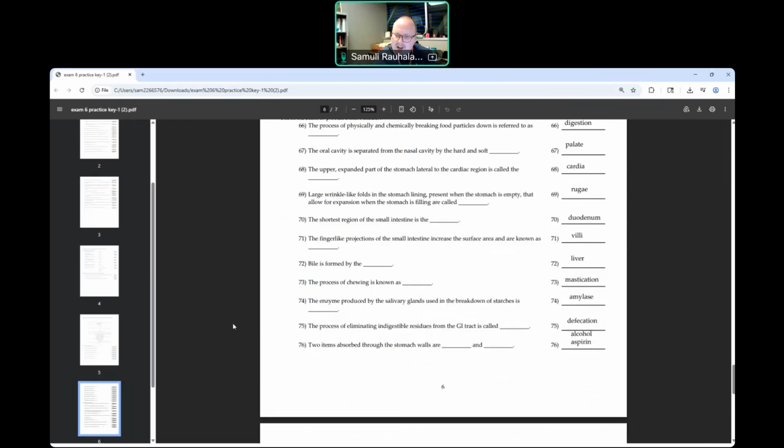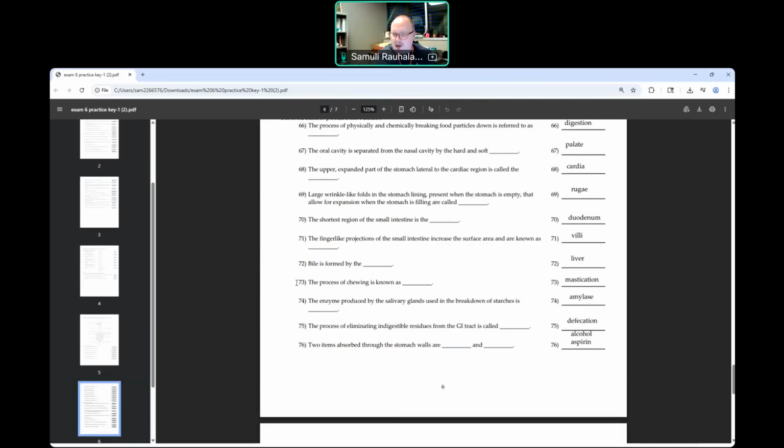This was because the contents were neutralized for pH and we had a large surface area for absorption. And these villi, microscopic finger-like projections, added to this large surface area. We also talked about the many functions of the liver, with production of bile being the most relevant to us in this chapter.